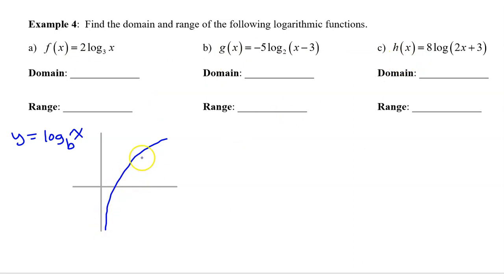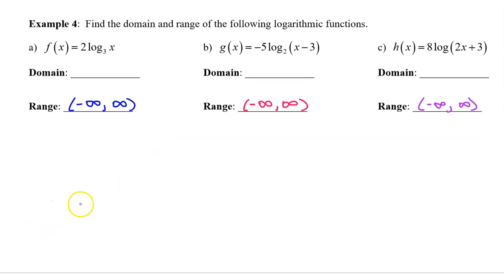Notice that the range of the parent function is negative infinity to positive infinity. Vertical and horizontal translations will not change the fact that the range is negative infinity to positive infinity. Neither will vertical or horizontal dilations. So the range of any logarithmic function will always be negative infinity to positive infinity. Now we can focus on the domain.